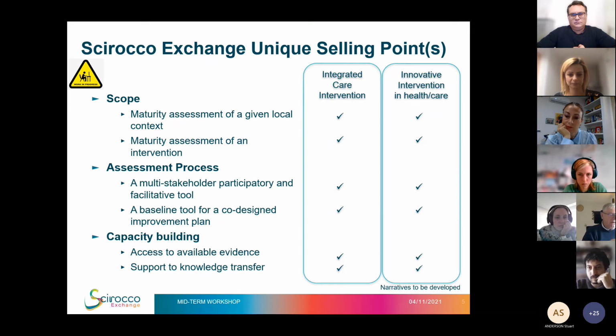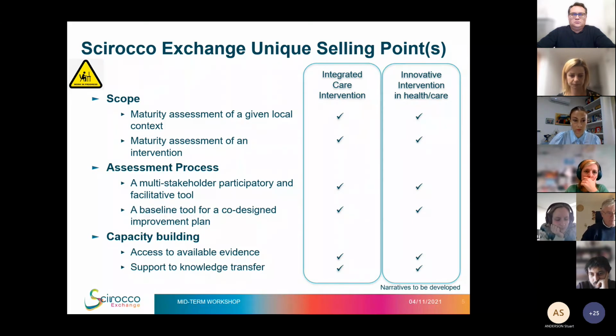And also, if we are thinking about the knowledge hub, providing access to available evidence, provided that the community is feeding the knowledge hub with evidence, and also we see that the tool can be used to support knowledge transfer between entities, between organizations. So these are elements that we believe are unique. There are many more, and they certainly can be better defined and promoted than this. But that's certainly what we are working on to enable the use of the tool beyond the community that exists today.